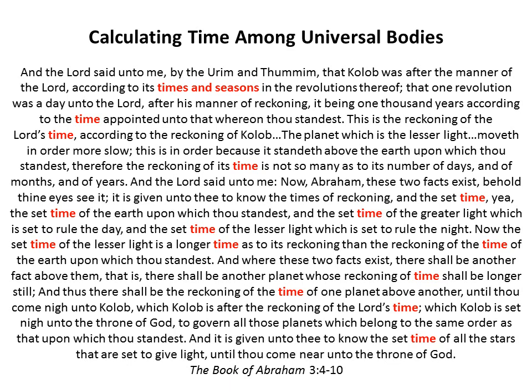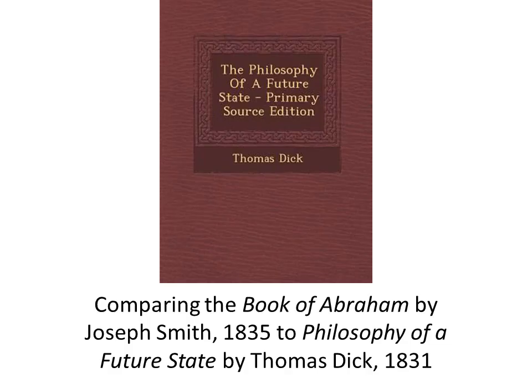So here's the similar idea in the Book of Abraham, chapter 3, verses 4 through 10, calculating time among universal bodies, figuring out what time it is on Kolob, where God lives. Time is calculated differently there, it's calculated differently on different planets. So you can read through this. It's not really that similar, other than just the idea of it, to the Proclus. Let's get to the next book here.